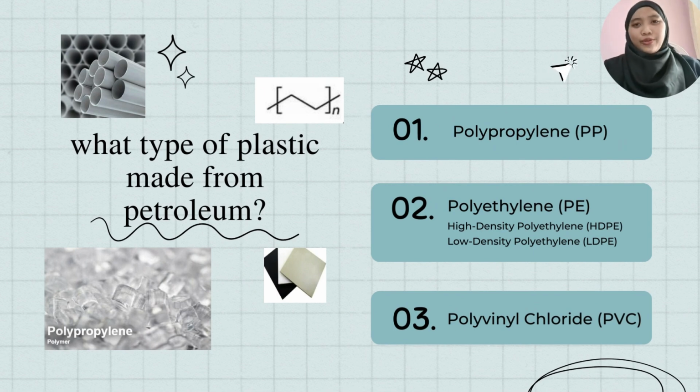I would like to present what types of plastic are made from petroleum. Back to the definition, plastic can be categorized into two distinct groups, which are thermoplastic and thermoset. There are three types of plastic. First, polypropylene, called PP. This type of plastic is used in a variety of products around the world. Second, polyethylene, which is PE. There are different types of polyethylene.